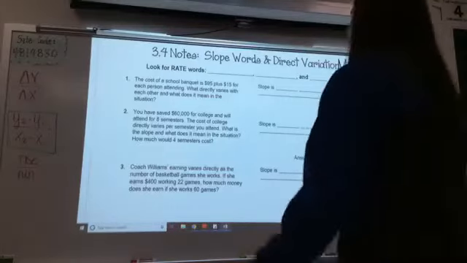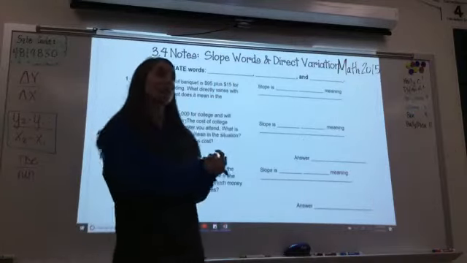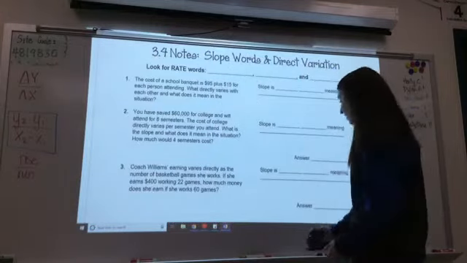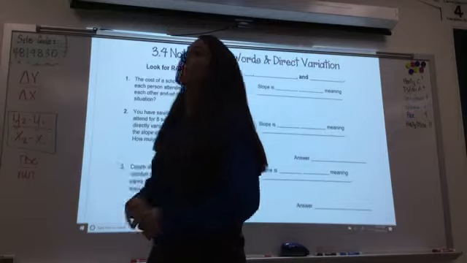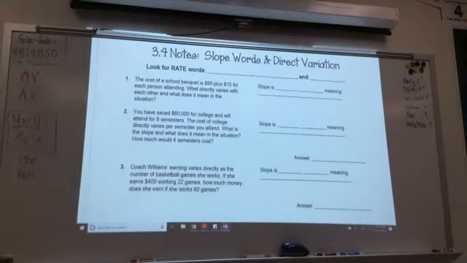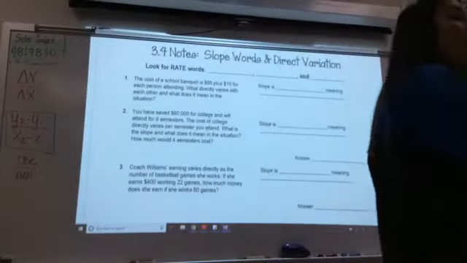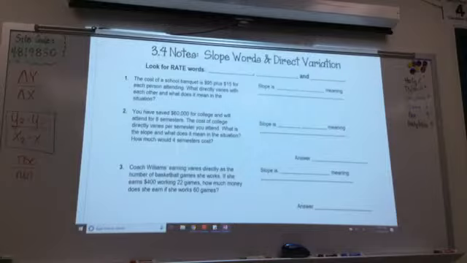No, not yet. Okay, 3-4 notes, slope words, and direct variation. Here's what I need you to understand. Direct variation is going to be something we talk about. It's going to be a specific type of line you see on your graph. It's the line that goes straight through the origin. That's always a direct variation. Anything that goes through the origin is a direct variation.